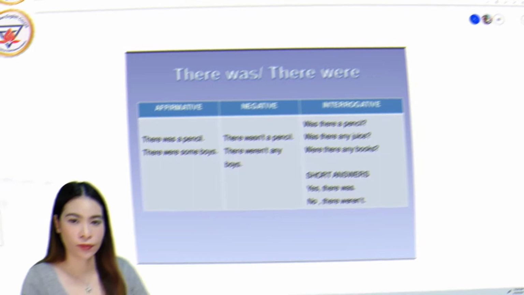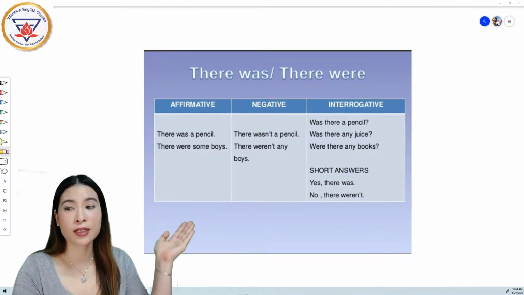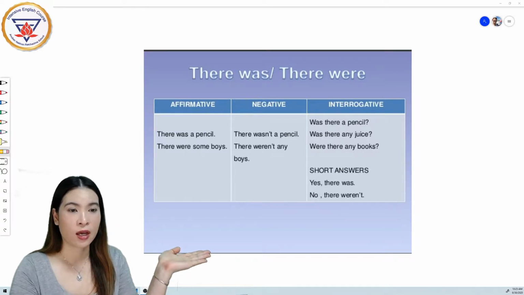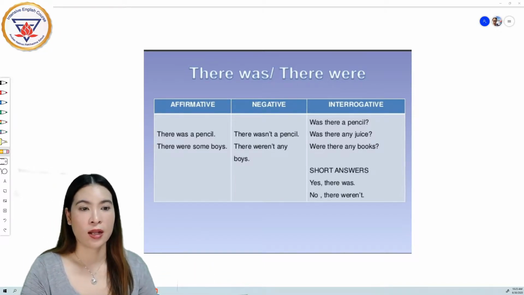Last time we were talking about there was and there were, and before we move on to another topic, I'd like to talk about there was and there were one more time. Here is the structure of there was and there were, which is the past tense of there is and there are. Let's take a closer look.